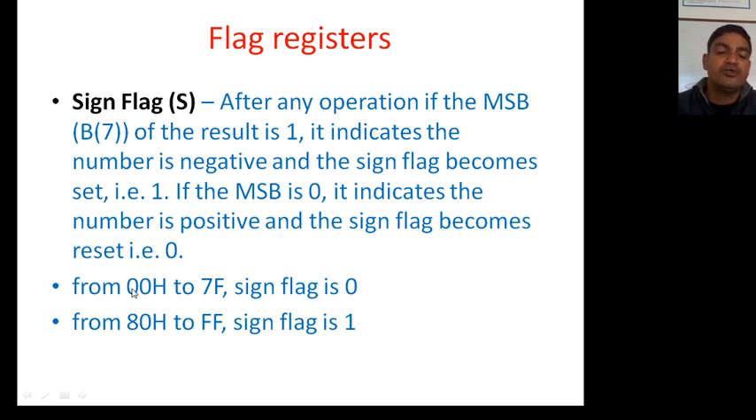In this case, the MSB is 0. 7F means 0, 1, 1, 1, 1, 1, 1, 1, so the MSB is 0. So you have to remember, from 00 to 7F the number will be positive, and from 80 to FF the number will be negative.